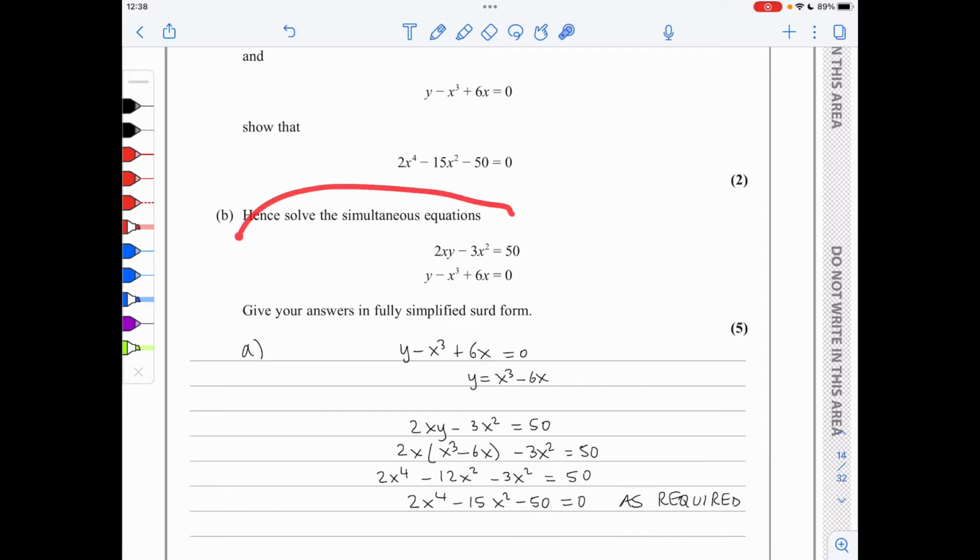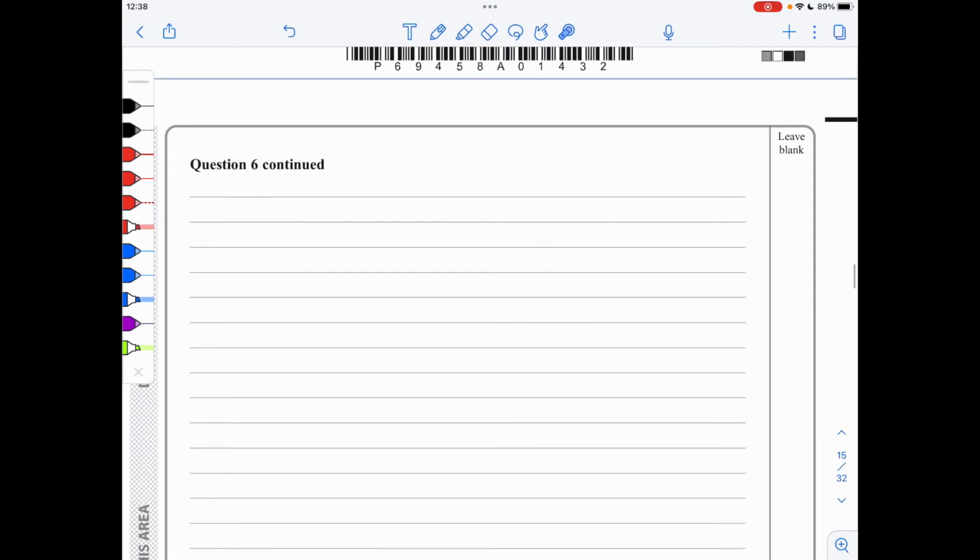We are then told to solve the simultaneous equations, giving our answers in fully simplified form. So we are dealing with a quadratic in x, and I notice that if I let w be x squared, this will make w squared x to the power of 4, and I will be able to translate this into a quadratic in w. It leads to 2w squared minus 15w minus 50 is equal to 0. So this factorizes into (2w plus 5)(w minus 10). So either 2w plus 5 is 0 or w minus 10 is 0.